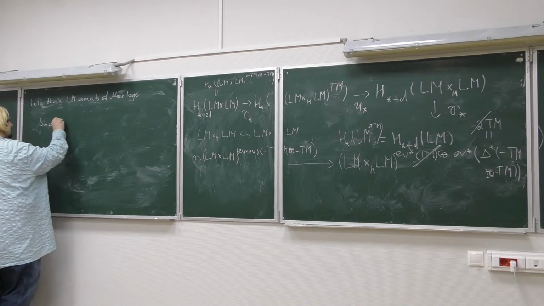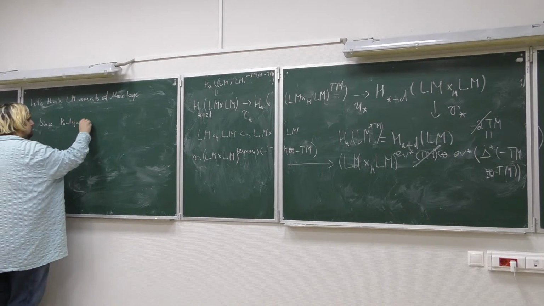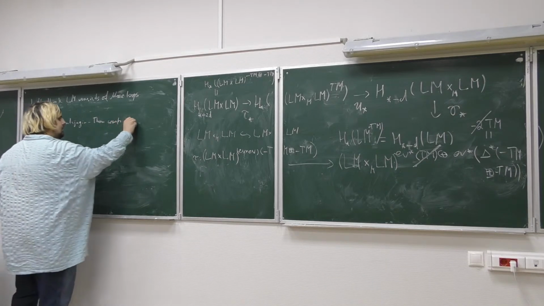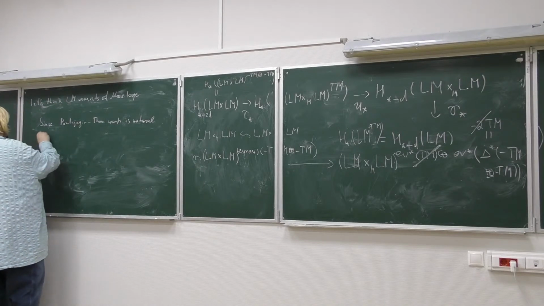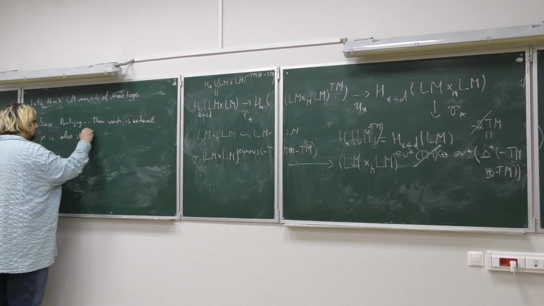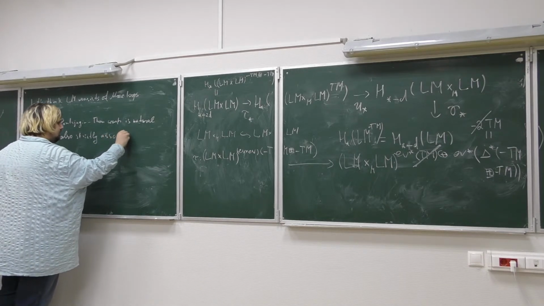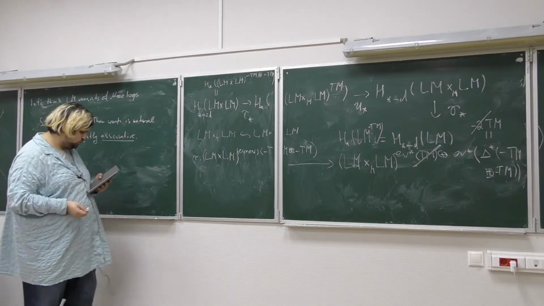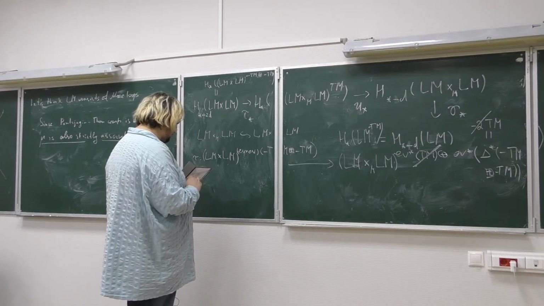Then, since the Pontryagin-Thom construction is natural, mu is also strictly associative. Okay, yeah, so that should be right.